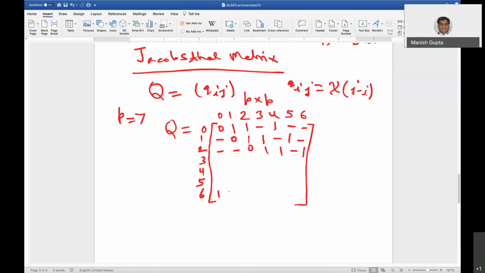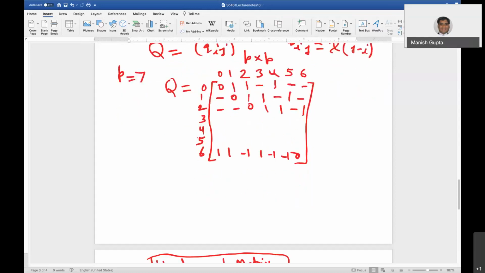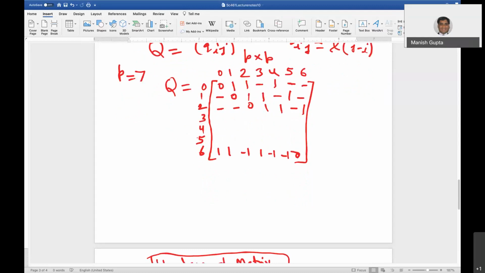1, 1, -1, 1, -1, -1, 0. Okay, so the rest of the things I am not filling in. You can fill it in as an exercise. So this is known as Jacobsthal matrix. For p equal to 7, we have constructed it.